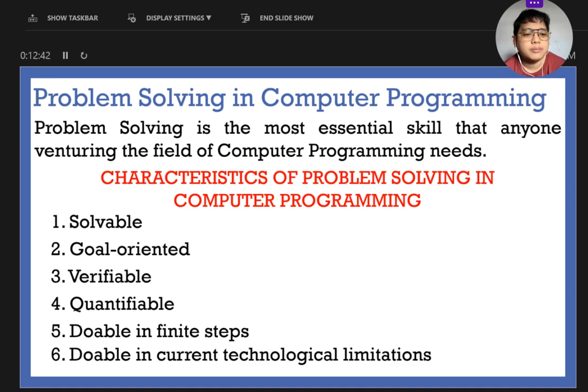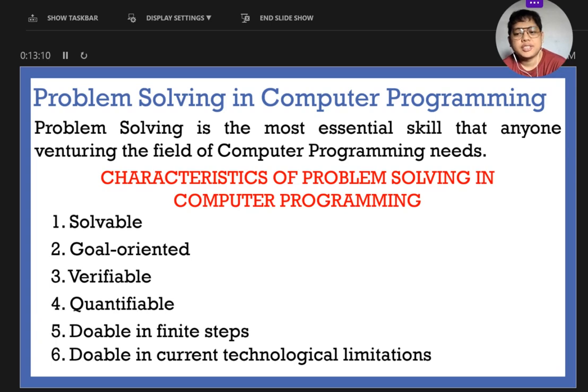And lastly, we have doable under current technological limitations. In computer programming, this refers to a problem or task that can be solved or executed using the computer power, hardware, software, and techniques available at the present time. So that is what doable under current technological limitations means.